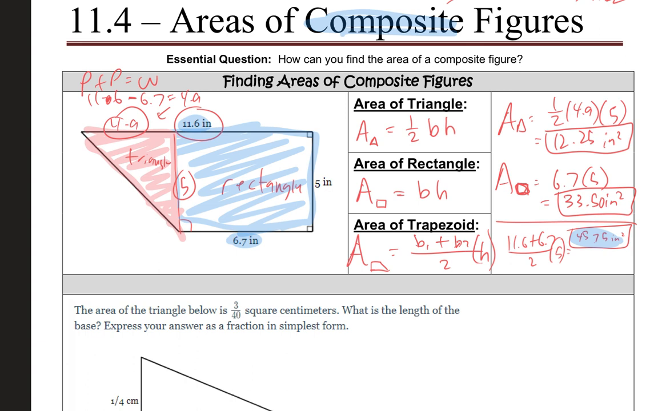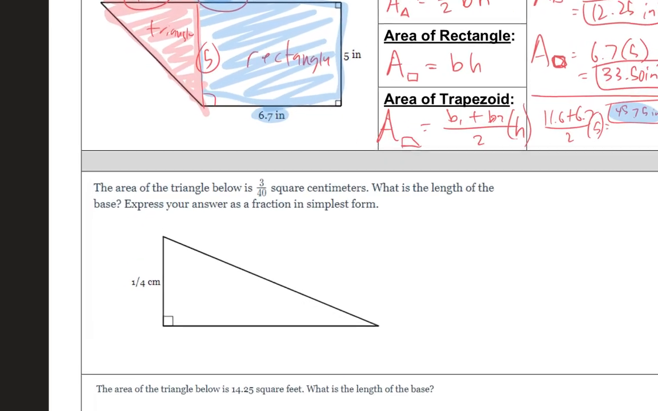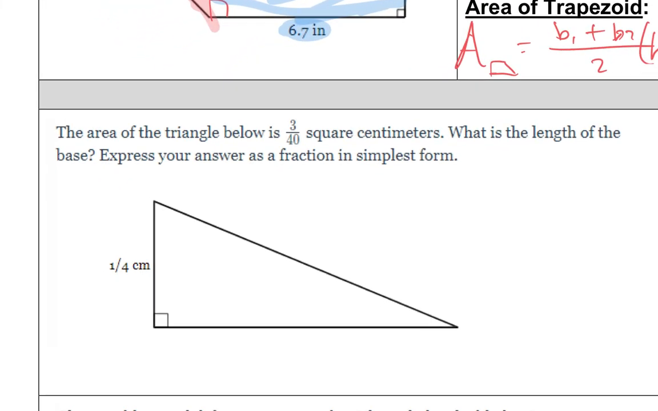Okay, so keeping that in mind, let's practice some other areas that we may not have practiced in this way before. This says the area of this triangle below is 3/40 square centimeters. On this one, they're starting by giving us the area, and they want us to now find the length of the base. That's a little bit different calculation, but we're still going to use the same formula. Let's just do the algebra on it. We're getting much better at our algebra. So we said the area of a triangle is 1/2 times the base times the height, right? Let's fill in what we know.